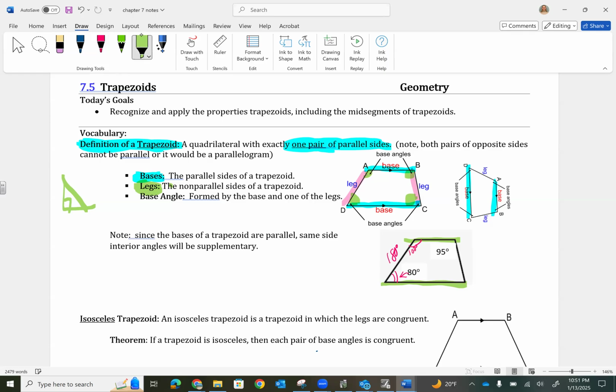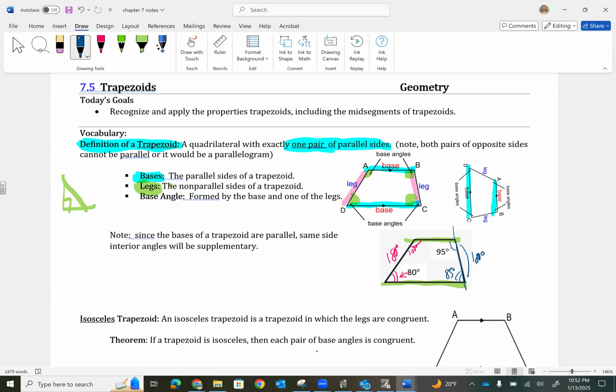And then over on the other side, because of same side interior, again, thinking about if the top and the bottom are parallel, then this could be a transversal. These two angles right here will be supplementary. So if that's 95, then this will be 85 down here, because the sum of them will make 180 degrees. These two angles together make 180.